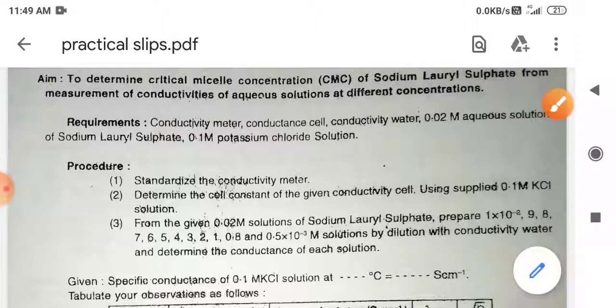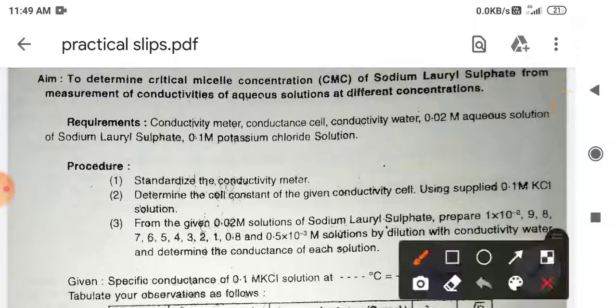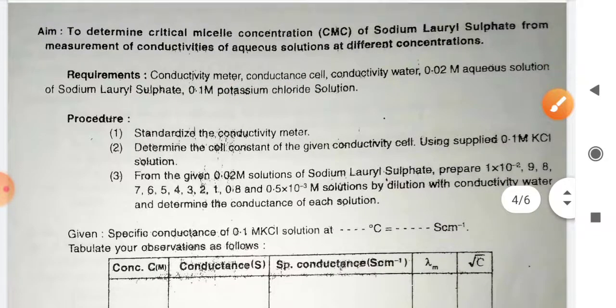Okay, so for this particular experiment we will be requiring the following instrument, that is the conductivity meter. So conductance is going to be measured during this experiment. Again we will require a conductivity cell, conductivity water, that is distilled water, then 0.02 molar aqueous sodium lauryl sulfate solution, and 0.1 molar potassium chloride solution. Why will we require this potassium chloride? In order to standardize and to determine the cell constant of the given conductivity meter.